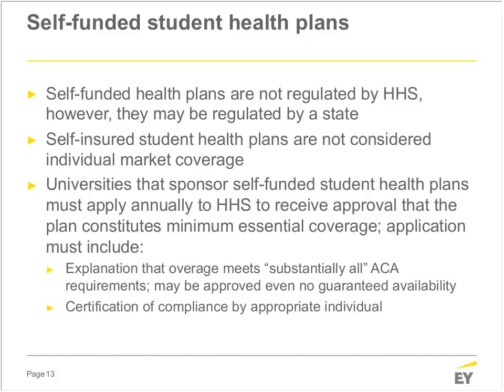What HHS did say is that they were going to create a special path for students that were enrolled in self-funded health plans to be able to demonstrate that they met their individual mandate requirements. In order to do this, the university itself has to apply to HHS to receive a special approval or waiver to demonstrate that they meet the minimum essential coverage rules, which are substantially similar to those requirements that are also being met by insured student health plans.